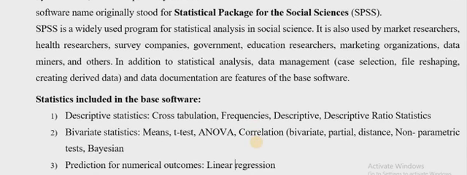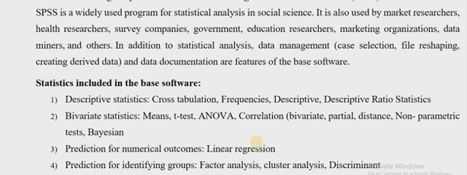The third one is prediction for numeric outcomes, like regression, linear regression. That's what the statistics this SPSS can do. Four, prediction for identifying groups, like factor analysis, cluster analysis, discriminant analysis.